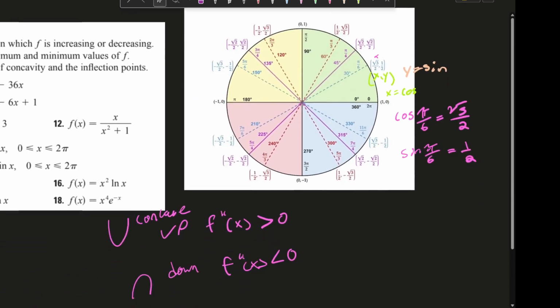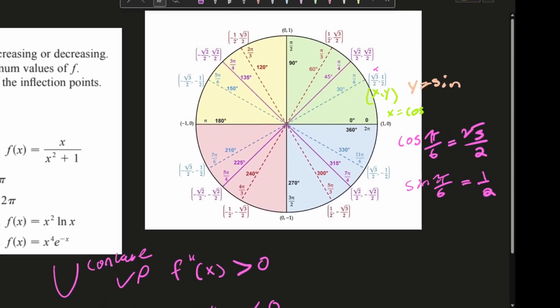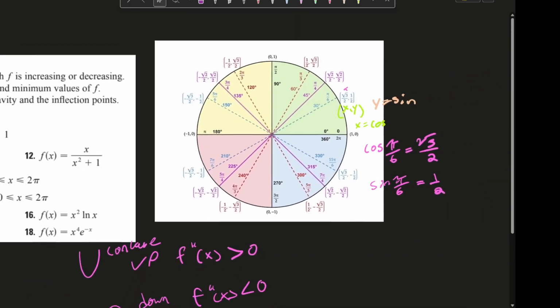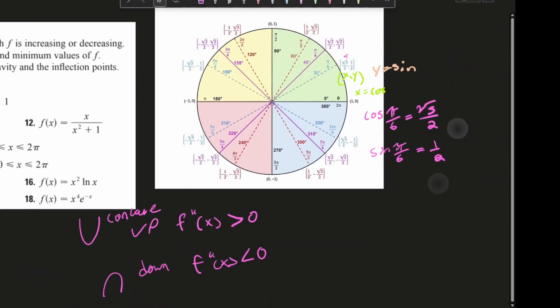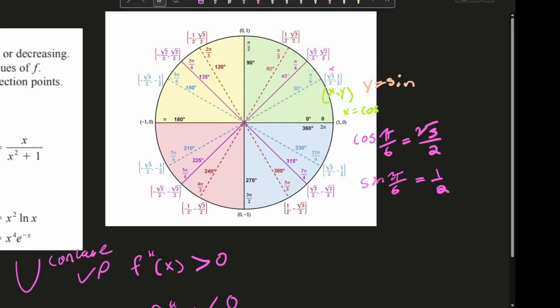And that can help when you're looking at overall functions, where if you have access to the unit circle, you can quickly look at not only the values of sine and cosine, but you could also think of it as a table of x and y values for the cosine and sine functions.